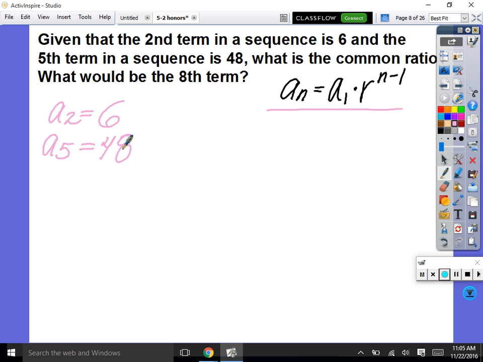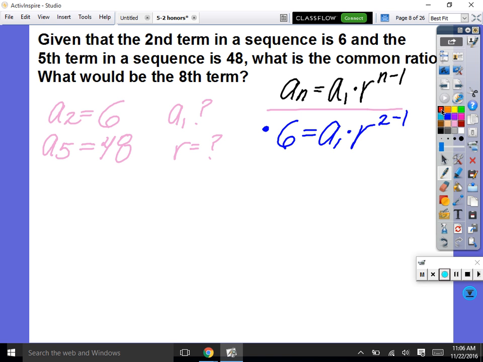Okay, let's think about this. We have no idea what a sub 1 is, because we don't even know what the r is either. So r, we don't know. All right, so let's plug in what we know here. We know that a sub 2 is 6. So let's go ahead and make a formula here. So let's do 6, because a sub 2 is equal to a sub 1. We don't know that. We don't know r. But we do know n. If a sub 2, then won't it be 2 minus 1, everybody? So then 2 minus 1. So we know that that is a true statement.